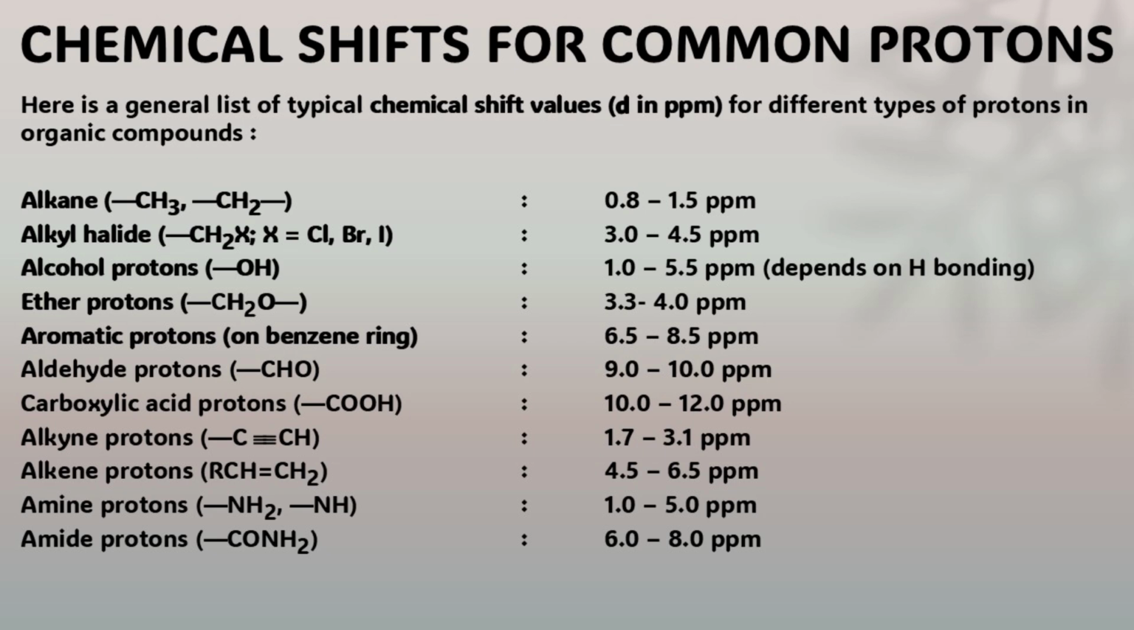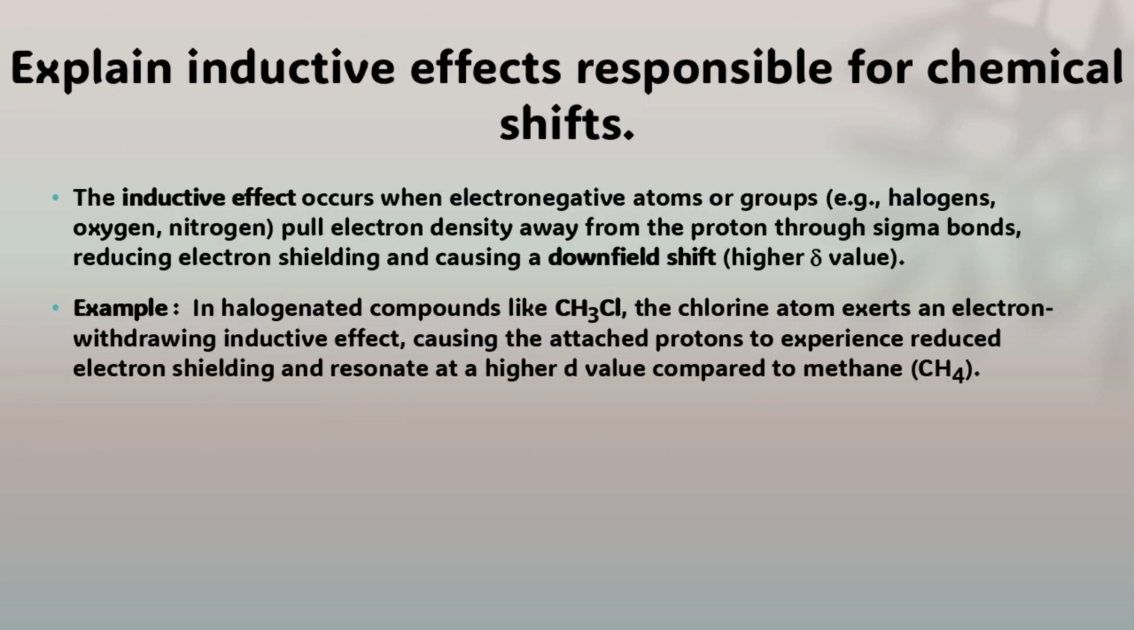Alkene protons, CH double bond CH2, 4.5 to 6.5 ppm. Amine protons, NH2, NH, 1.0 to 5.0 ppm. Amide protons, CONH2, 6.0 to 8.0 ppm. The next question is question number 44.